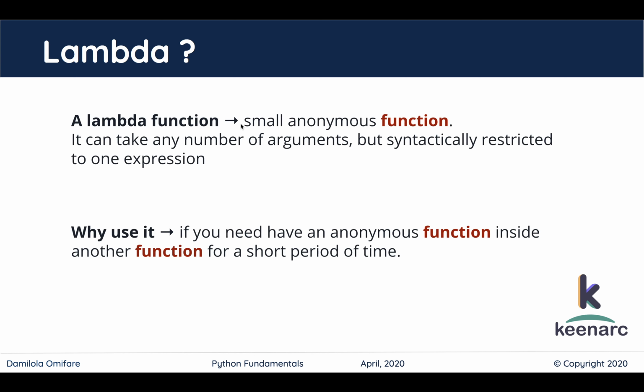Okay. So a lambda function is a small anonymous function, which means it's a function you can easily use without giving it a name. As it sounds, anonymous. It doesn't have a name. You just use it. It does what you need it to do without having to give it a name. And it takes a number of arguments, but it restricts you syntactically. So you have one expression with multiple arguments.